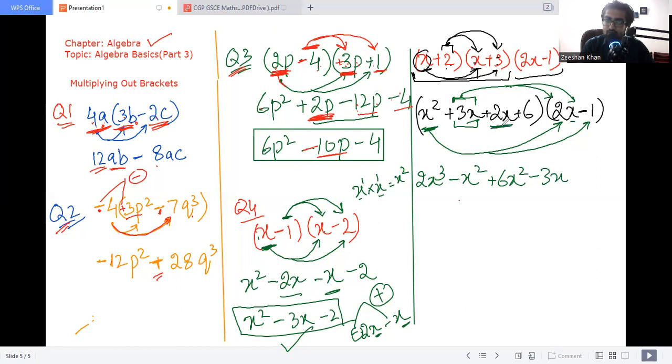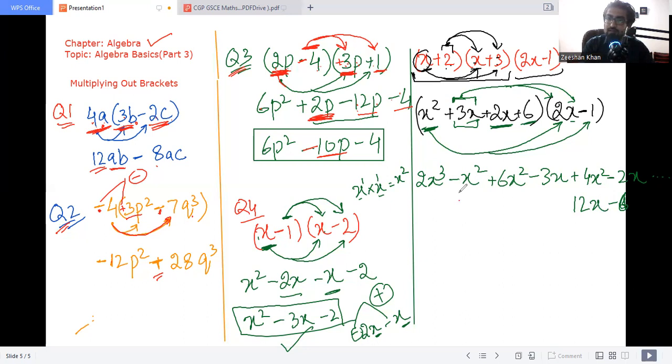Then you will multiply 2 with both of them, so 2 times 2x is 4x squared, and 2 with negative 1 becomes negative 2x. And then you will multiply this 6 with 2x and 1, so 6 times 2x is 12x, and 6 times negative 1 is negative 6. By the way, these two terms are a continuation of this one, but I don't have space over here, so I have written them elsewhere. Now we will add the common terms.